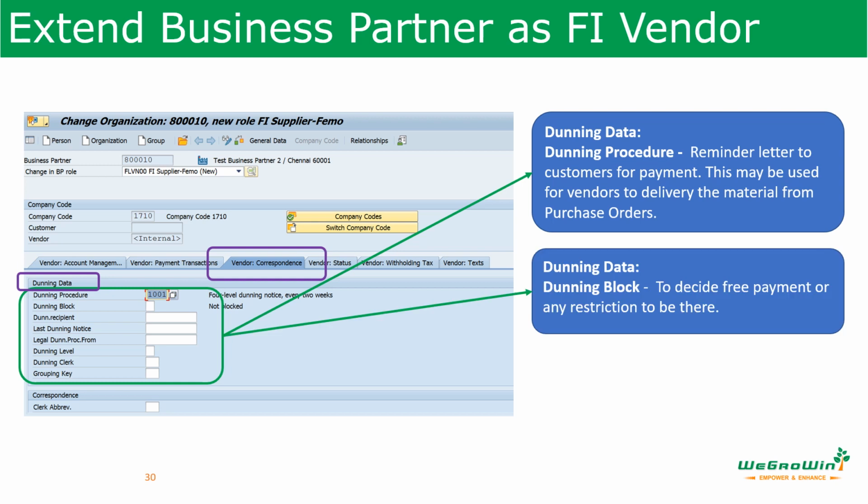If a dunning block is selected, then the vendor is not selected for the dunning run. The dunning block can be entered at any time. Like this, we have other fields like dunning recipient, legal dunning procedure, last dunning date, dunning level, dunning clerk, etc. If the dunning clerk field is blank, then the dunning clerk is assumed to be the same as the accounting clerk. So listeners are suggested to explore these fields further.